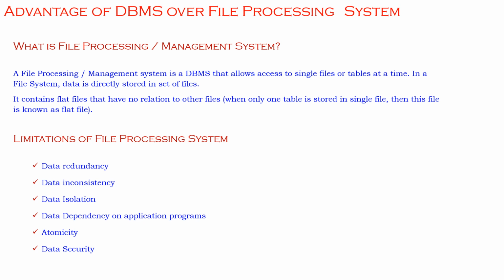So this inconsistency of data is present in the file processing system, along with data isolation, more dependency on application programs, atomicity problems, and we are not able to provide security. These are the common limitations of the file processing system.